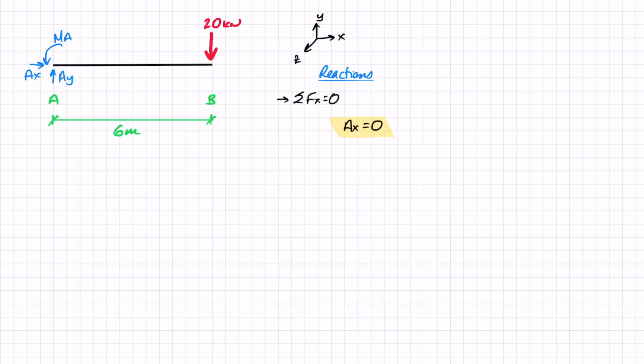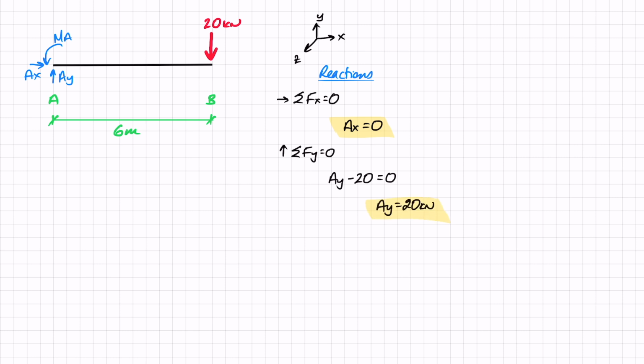Moving on, I can straight away go to the sum of forces in the y direction equals 0, with this being my positive direction. And in this case, I've got AY in the positive direction and 20 in the negative direction, so AY works out as 20 kilonewtons.